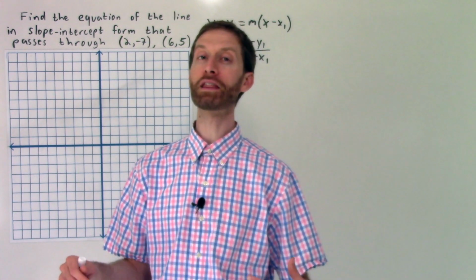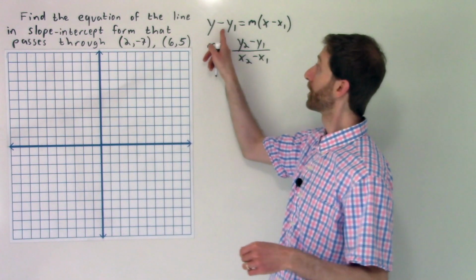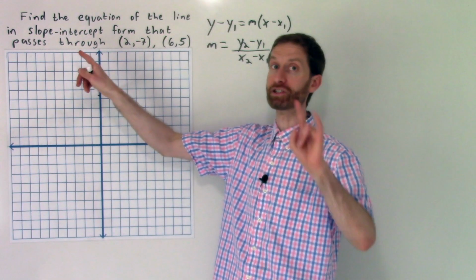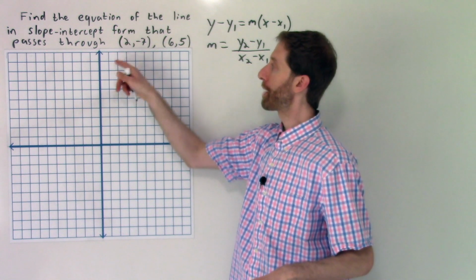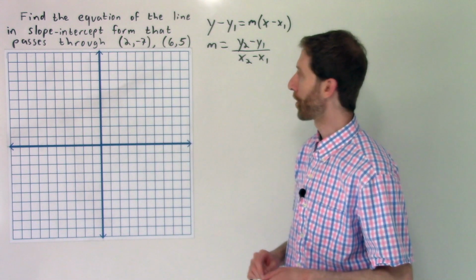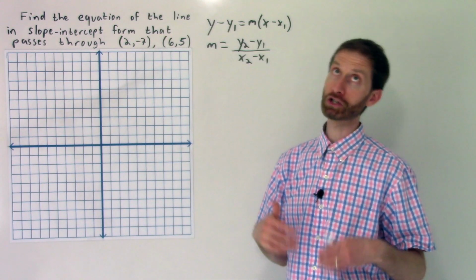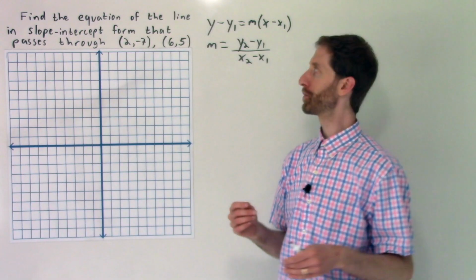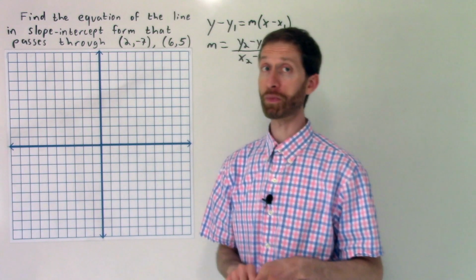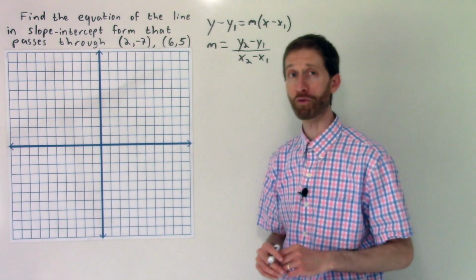Sweet. And here we are on the flip side of the video, where I'm going to go over how to use point-slope form to find the equation of the line in slope-intercept form that passes through (2, -7) and (6, 5). So let's check it out. There is another way of getting to our answer. You can check out my videos in slope-intercept form for finding the equation of a line through 2 points, but I think point-slope form is a cool way too.